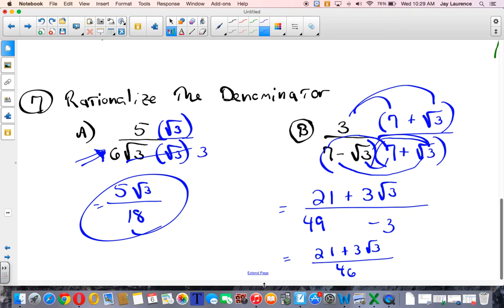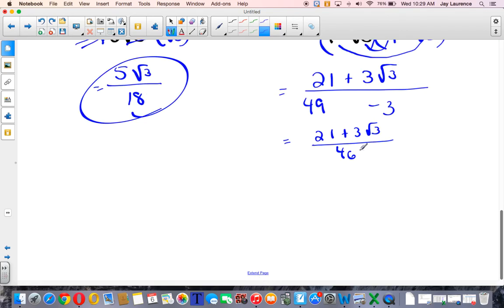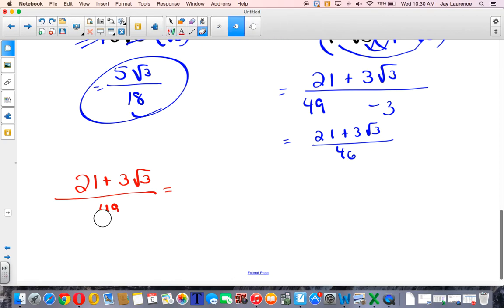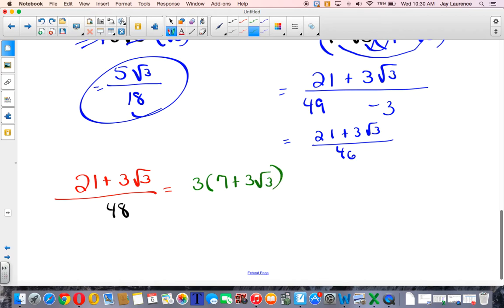Now, one thing you want to be careful of, always want to be on the lookout. If this was a multiple of 3, there'd be one more step I could do. Let's pretend just for a moment that I got 21 plus 3 rad 3. I see a GCF here. Let's pretend this was over 49. It's not over 49, but we're just going to pretend. 49 is not a multiple of 3. Let's do 48. Okay, so if I factor out a 3 in the numerator, I get 7 plus 3 rad 3. It's like I never distributed, right?